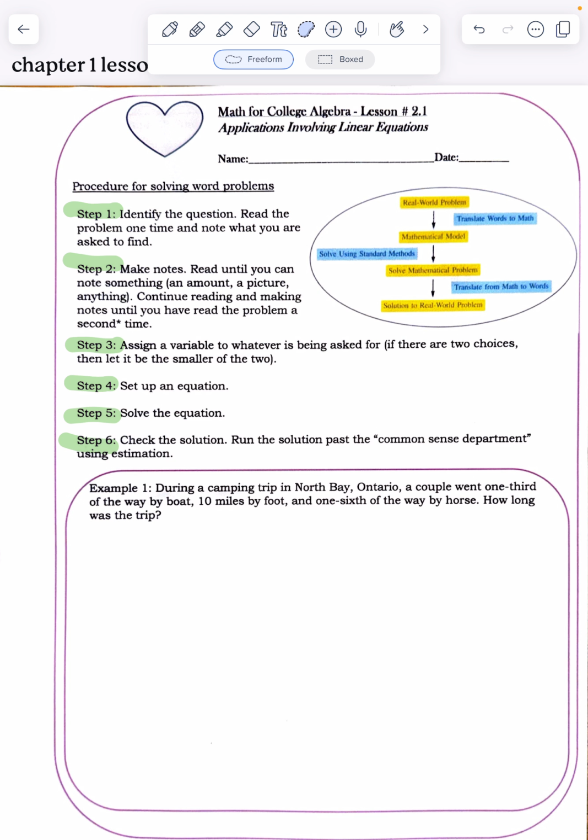So let's start off with number 1. During a camping trip in North Bay, Ontario, a couple went 1/3 of the way by boat, 10 miles by foot, 1/6 of the way by horse. How long was the trip?